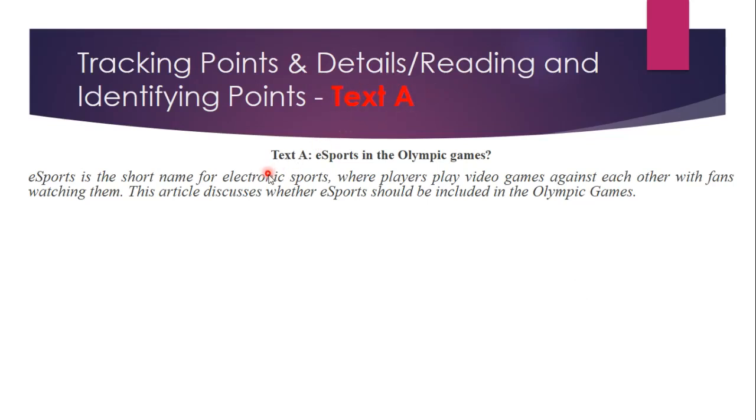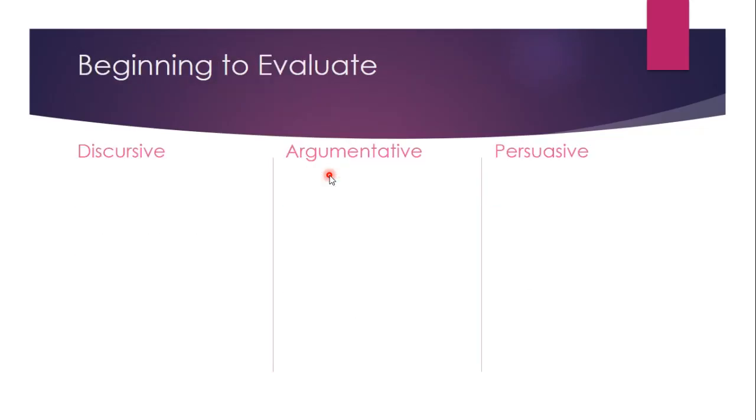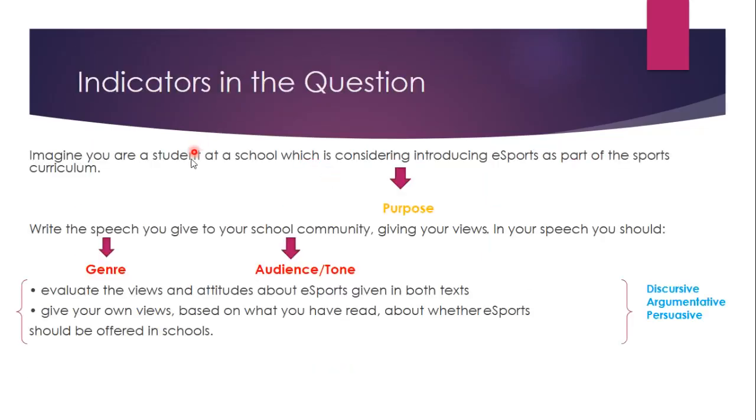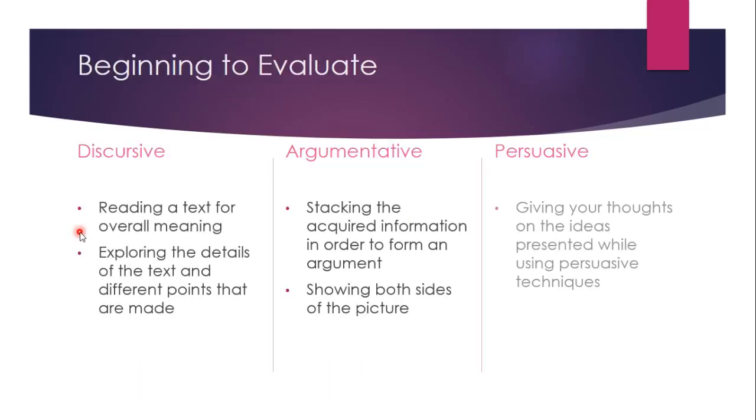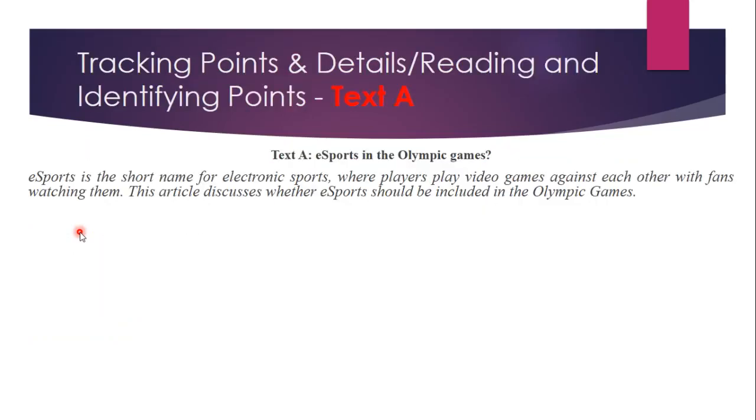One is text A. The question is the same: imagine you're a student at a school which is considering introducing esports as a part of the school sports curriculum. You have to write your speech, which you need to give to the school community. School community means both teachers and students, and then you have to deliver a speech in this regard. Let's see how we are going to do step one, that is, how to use a discursive technique in order to evaluate the text.